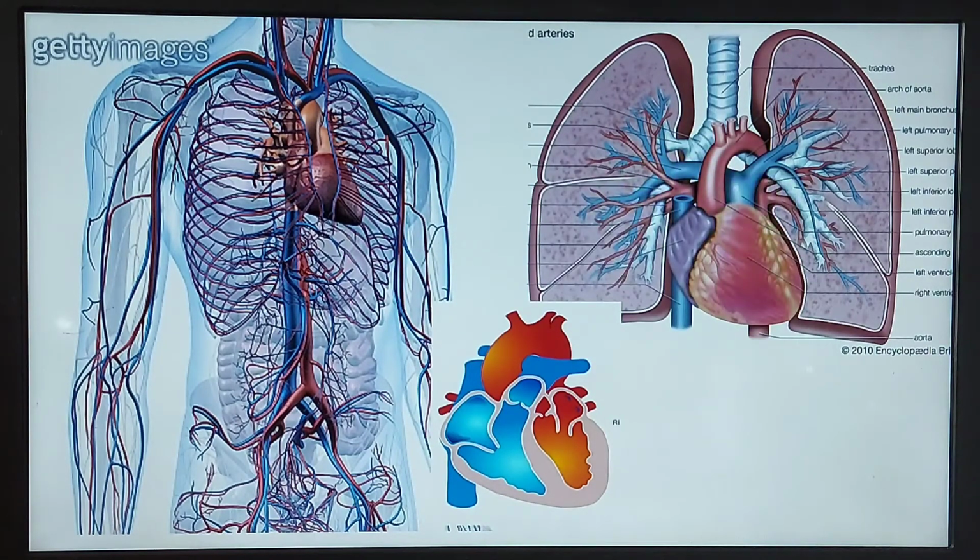And through the pulmonary artery, it goes to the lung, and here in the lung the blood is purified with oxygen, and the carbon dioxide is delivered into the lung. Finally the blood returns to the heart through the pulmonary veins. This is known as the pulmonary circulation.